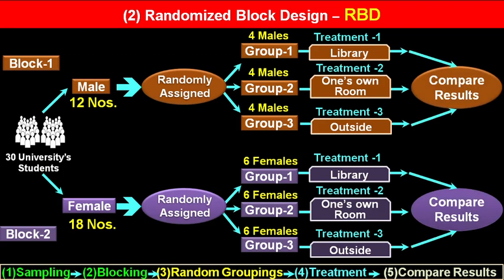Now we will compare the results of both the blocks. Here the results of both blocks will be compared after applying the treatment. So here one additional element, that is blocking. We have done the blocking of the students into 2 blocks, male and female. Then we have randomly assigned the groups. Then we applied the treatment, then compare results. So this is completely randomized block design.